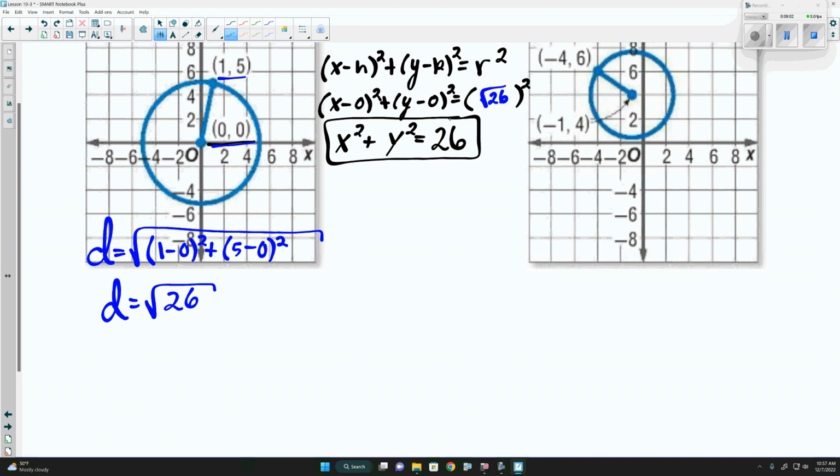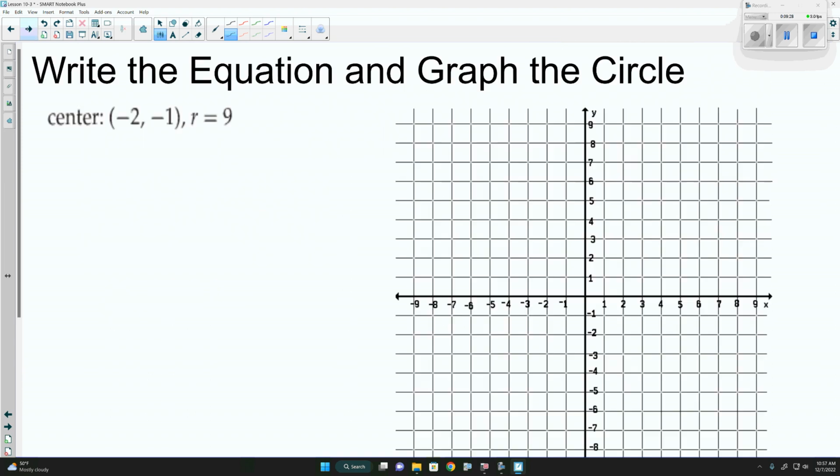Questions on this here? Any questions on any of this so far? Do we need to see another example of finding the equation of the circle given the graph? Or do we feel pretty comfortable with these here? Okay. We'll move on to the next type.